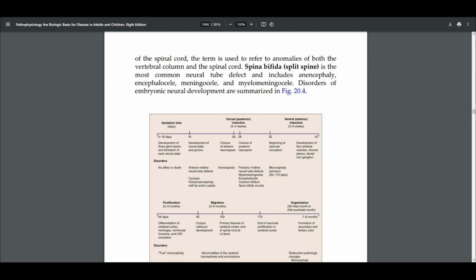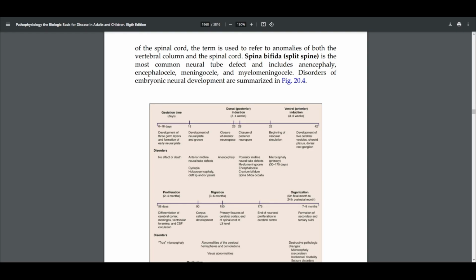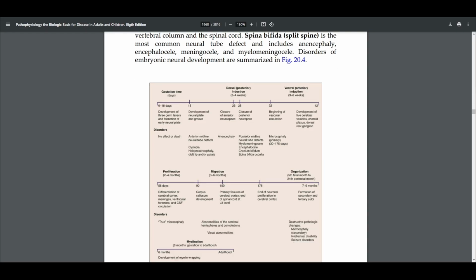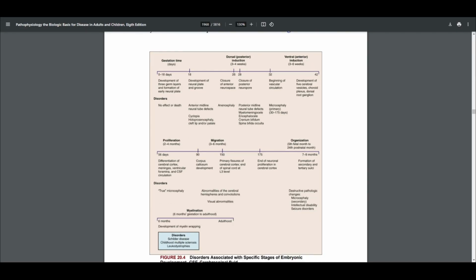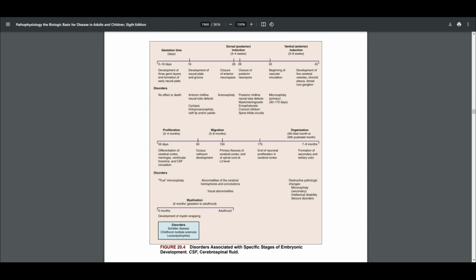Spina bifida is the most common neural tube defect and includes anencephaly, encephalocele, meningocele, and myelomeningocele. Disorders of embryonic neural development are summarized here in figure 20.4. So here you see disorders associated with specific stages of embryonic development. Hit pause if you need a refresher from your anatomy courses here.